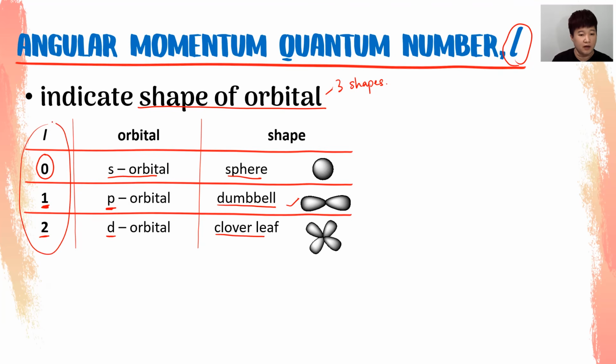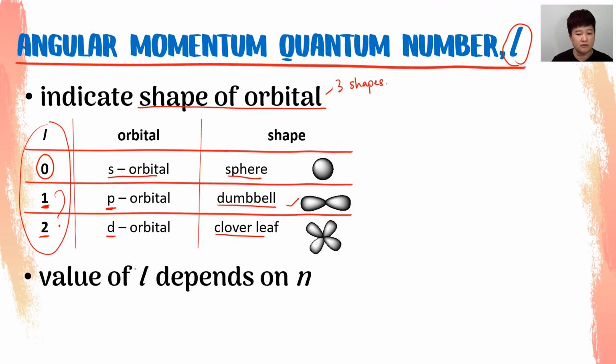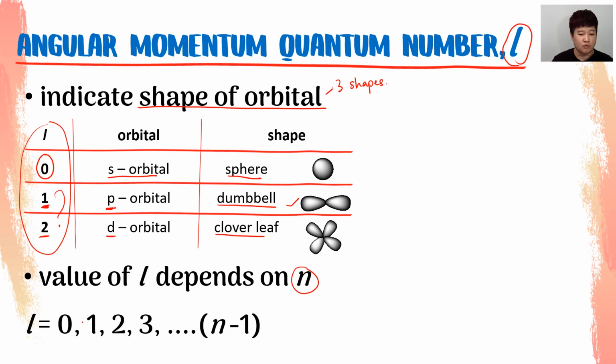But how do we know the number of l? How do I know that my l is 0, 1 or 2? The number of l will depend on the n from just now, the principal quantum number. So, l will be equal to 0 until n minus 1. It means if my n equals 1, then my l will be 0. If my n equals 2, then my l will be 0 and 1, because n minus 1 is 1. So we will start from 0 and end at 1.